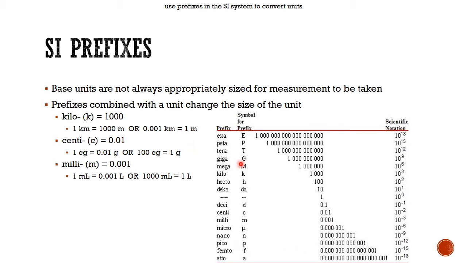Like for example, if we saw the prefix giga, we can see giga means 1 billion, which would be 10 to the 9th. Or the prefix pico, that is 1 trillionth, which is 10 to the negative 12th. And you can see the very large range going all the way from 10 to the negative 18th, a super tiny prefix, the prefix atto, up to 10 to the 18th, the prefix exa, very, very large.